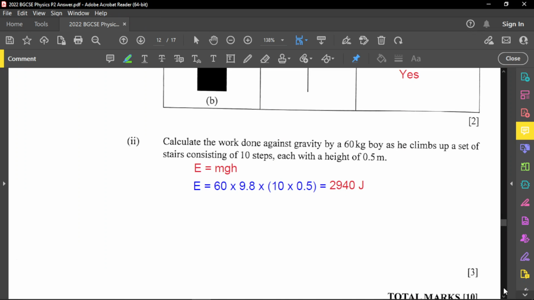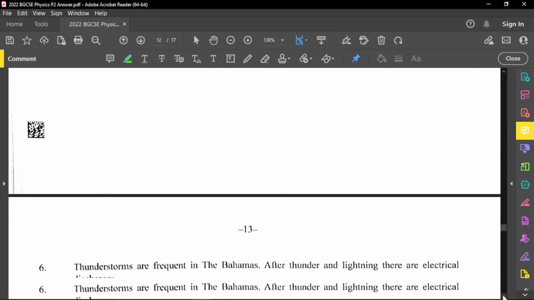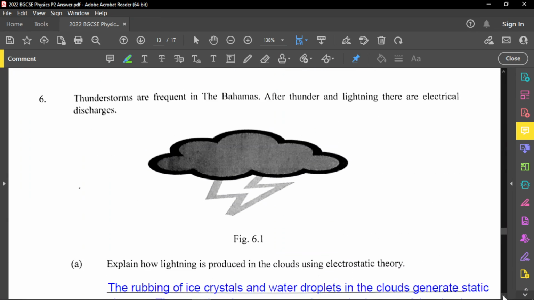All right, so now for the next question. Question number 6. Thunderstorms are frequent in the Bahamas. After thunderstorm and lightning, there are electrical discharges. And so it said, explain how lightning is produced in the clouds using electrostatic theory.